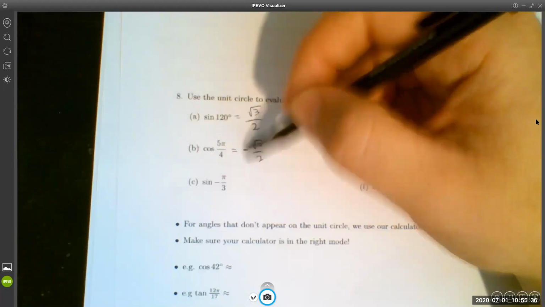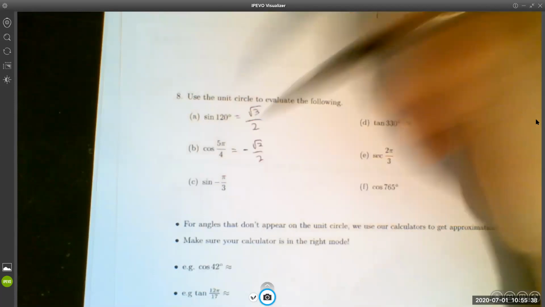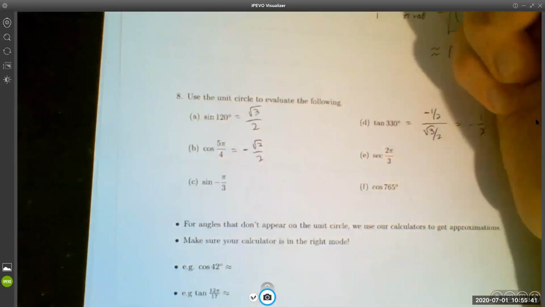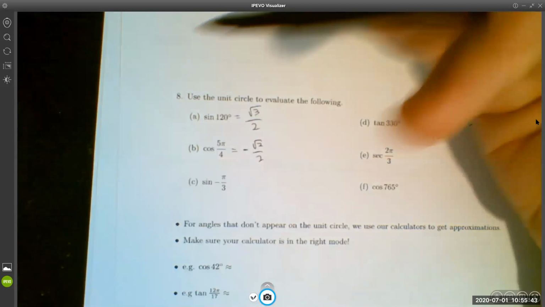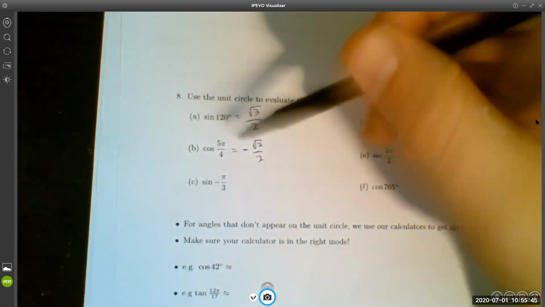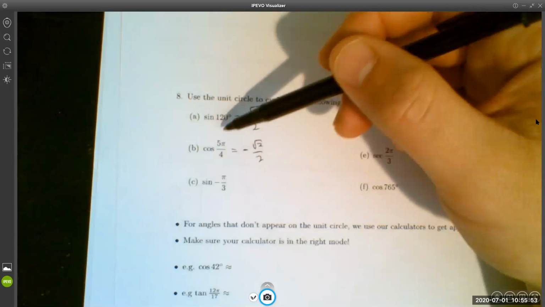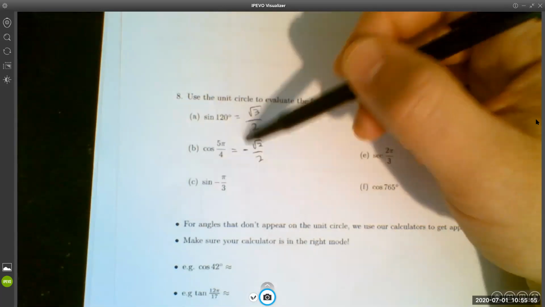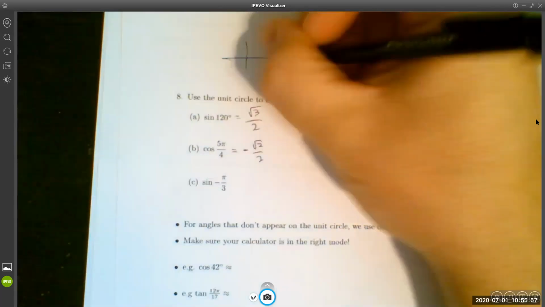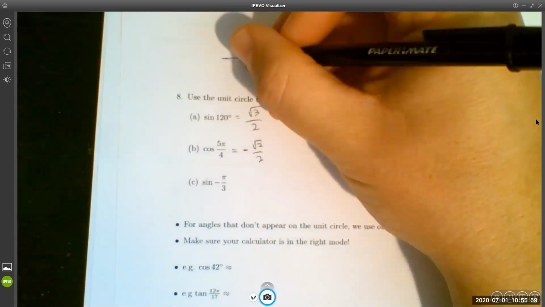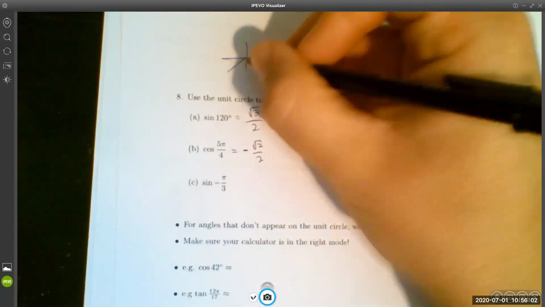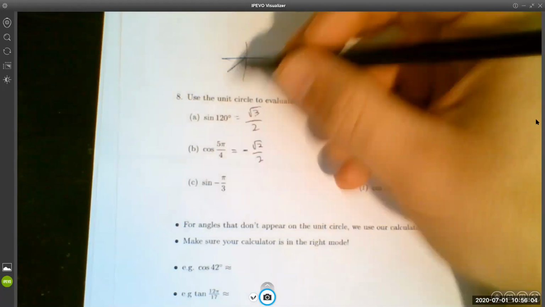Maybe it's going to be off by a sign. So the way that I do this is I think, well, cosine 5 pi over 4 is really the same thing as cosine pi over 4. But to figure out what the sign is, I just need to figure out what quadrant 5 pi over 4 is in. So I know that I would be past 180 degrees, and I would be somewhere here in quadrant 3. So 5 pi over 4 I know is in quadrant 3.